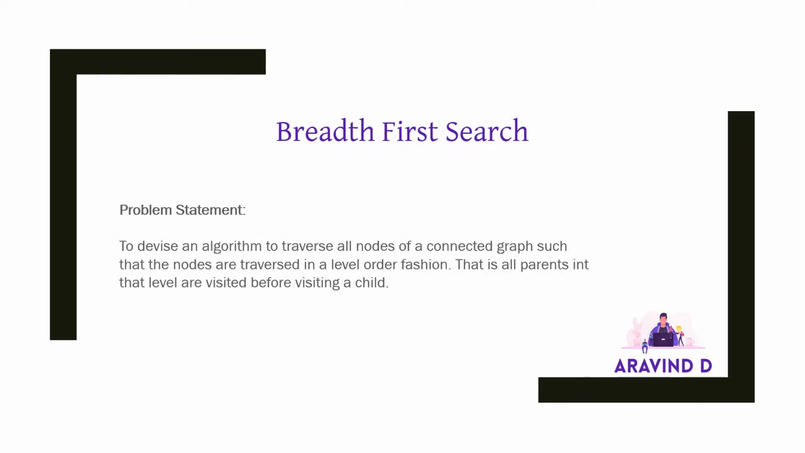So let us try to look at the problem statement first. The problem statement is to devise an algorithm to traverse all nodes of a connected graph such that the nodes are traversed in level order fashion. That is, all parents in that level are visited before visiting a child in the next level.